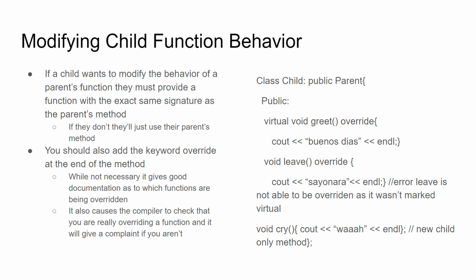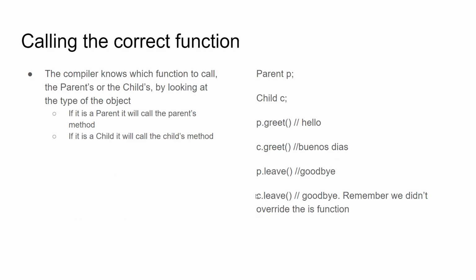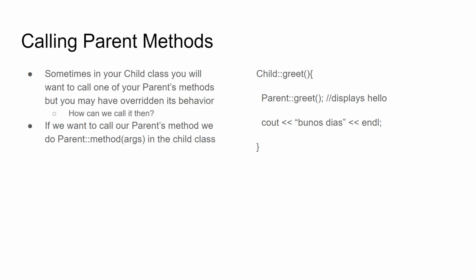You can also specify, if you have an instance of the child, to run one of the parent's methods by doing, so if back here we did c.parent::greet, then it would run the parent's greet as opposed to the child's. Because we said we're very specific about which one we wanted to have happen. Again, this is what we just talked about. Right, parent::greet. So display hello, and then we'll do our things.